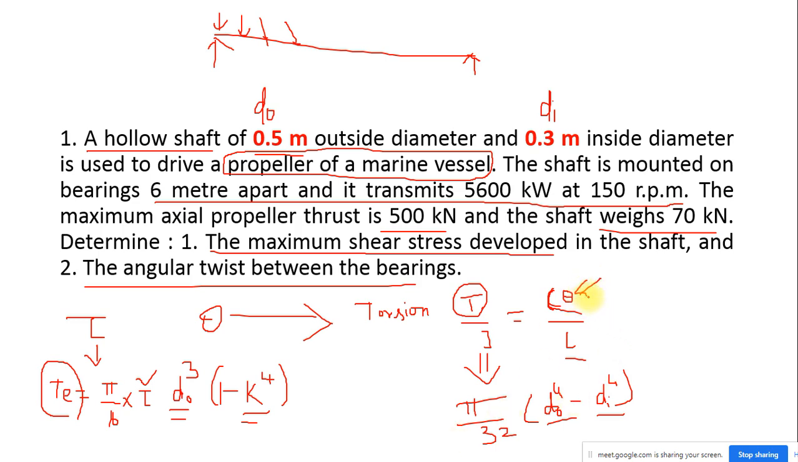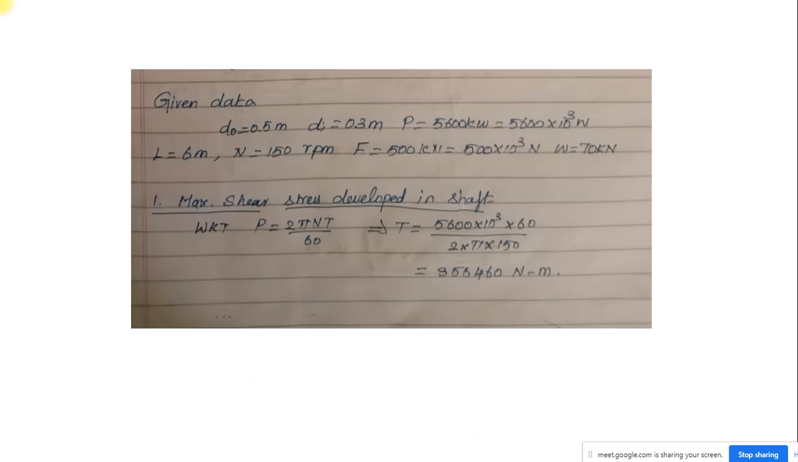So this is the problem we are going to solve today. Let us go further and write down the given data. They have given the outer diameter, the inner diameter, the power, the length of the shaft, and the speed of the shaft. Then the axial force which is acting on the shaft, and the weight of the shaft. So these are the data which are given.